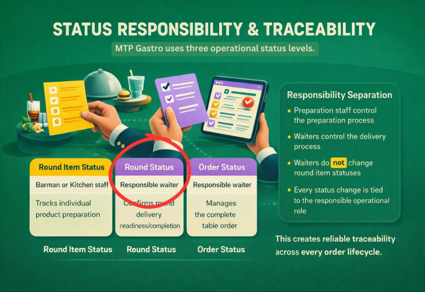The next level is the round status. A round contains 1 or more round items. A round cannot be completed while 1 or more round items are still in an unfinished operational status.